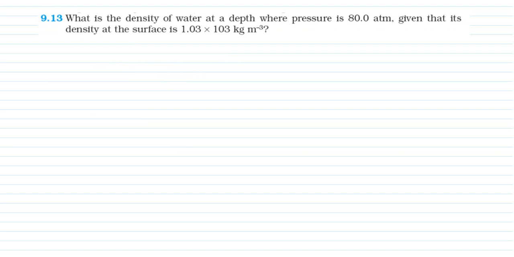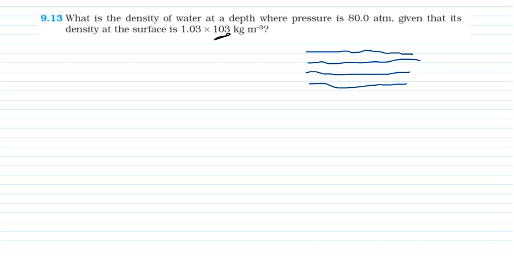Next sum, what is the density of water at the depth where the pressure is 80 atmosphere, given that the density on the surface is 1.03 into 10 raised to 3 kilogram per meter cube. Okay, so friends, here for example we consider this water. Here this is the given depth, and here we consider the surface.